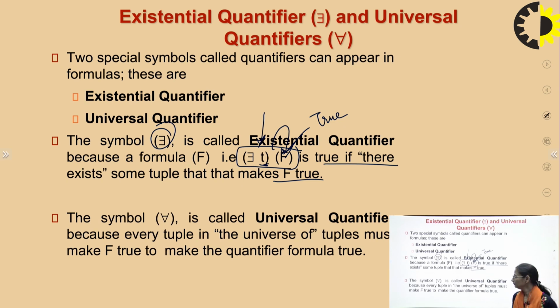The symbol is used for the universal quantifier, because every tuple in the universe of tuples must make F true to make the quantified formula true. What it says is that for all T, the formula F is always true for all the tuples T.